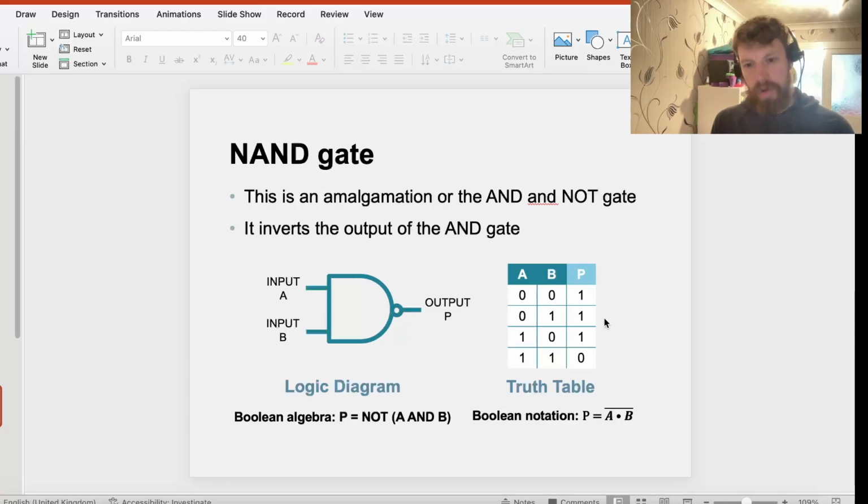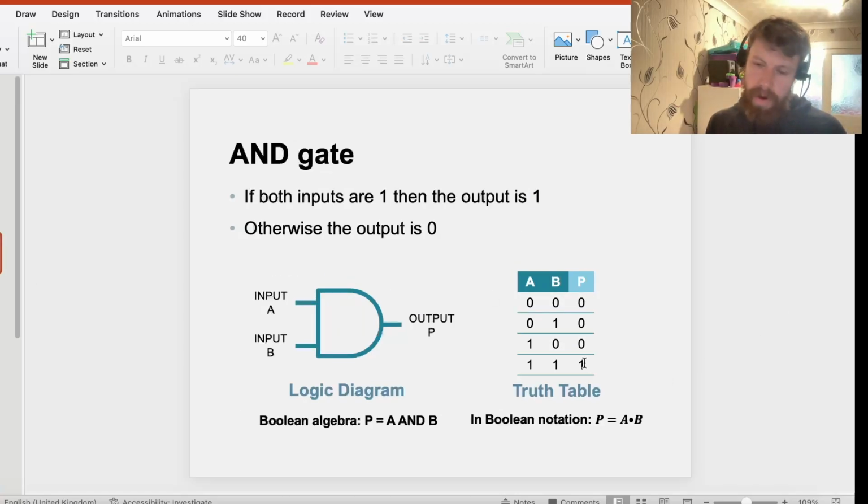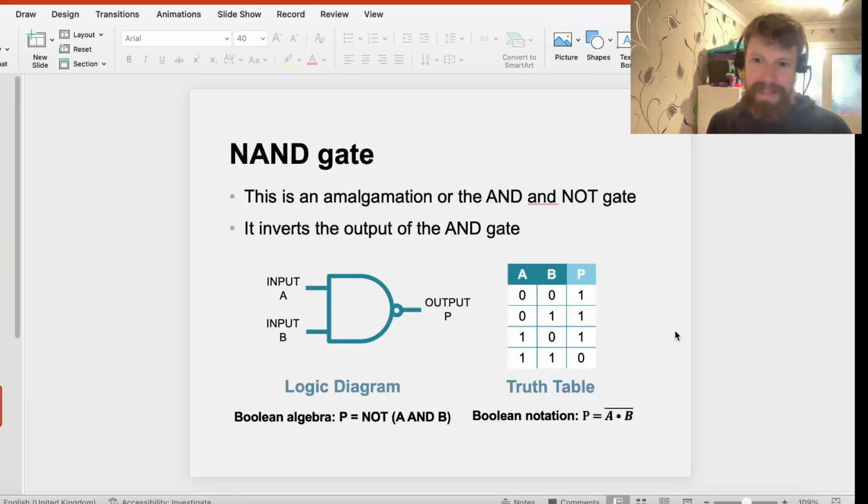So it's not AND. Whatever AND was, which is where we've only got a 1 there, a NAND gate works in this way here, so that you've just got the ones. You've got the ones for where it was 0 in the AND. The Boolean notation for this one, so A and B, and then you just draw a line over the top of it, signifying that it's not.